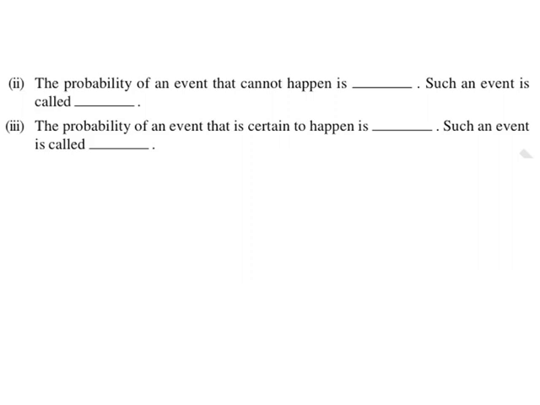The probability of an event that cannot happen is 0. It's an impossible event. Such an event is called an impossible event, which never happens. The probability is always 0. The probability of an event that is certain to happen will be 1. Such an event is called a certain event.